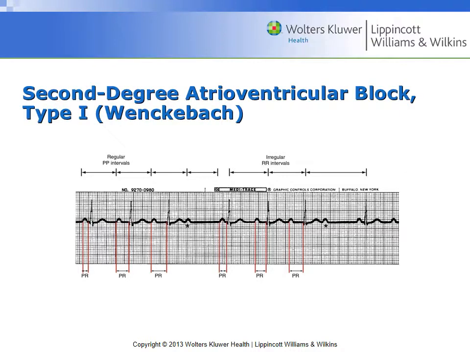This next slide shows second-degree heart block type 1 Wenckebach. And if you'll notice, the PR interval on this patient's rhythm gets longer each time. That first interval takes up about a box, which is 0.20. The next one looks to be about 0.28, and the next one takes up almost a box and a half, which is 0.30. And if you notice, then the QRS complex is dropped after that P wave, and then it starts all over again. This is textbook Wenckebach in this slide.